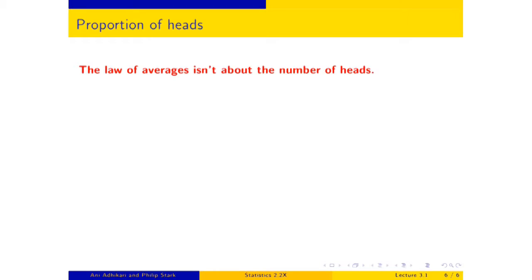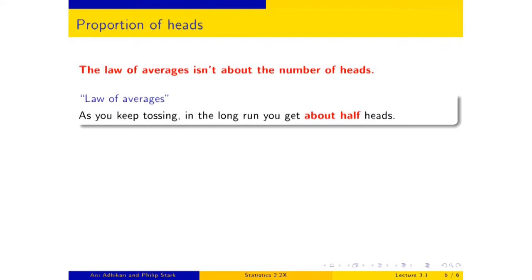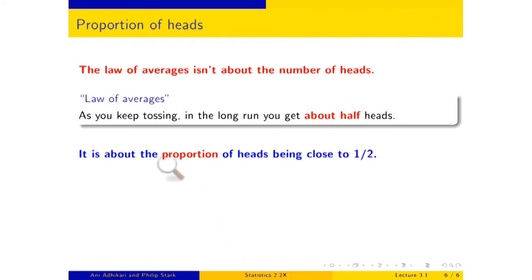The first thing we've noticed is that the law of averages is not about the number of heads. What does it say? As you keep tossing in the long run, you get about half heads. It's about a proportion. And what it's saying is that in the long run, the proportion of heads is close to a half. And so we will look at proportions and errors in the proportion, not in absolute numbers of heads.